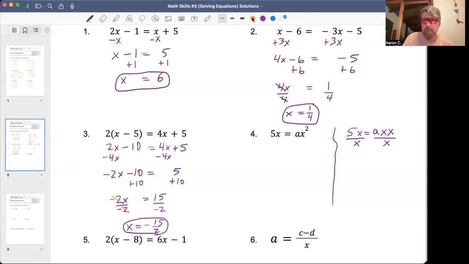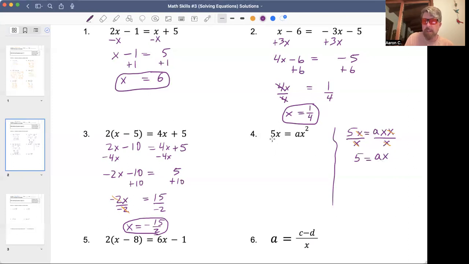And then what's going to happen here is that x over x is 1 and x over x is 1. Now it's kind of cool. We could have done this x over x is 1. Doesn't matter which one you do because you still have an x left over. And so on the left, we have 5 times 1, which is just 5. And on the right, we have ax times 1, which is just ax. So that's how we start off.